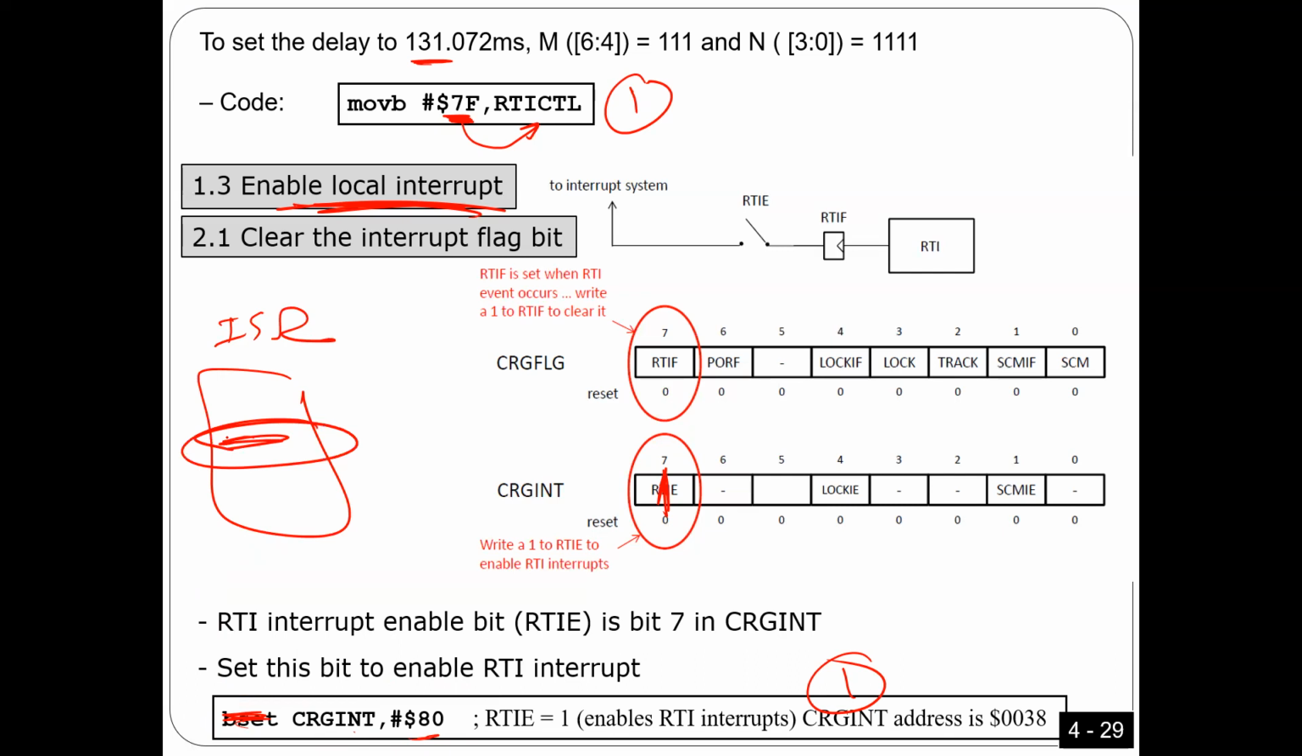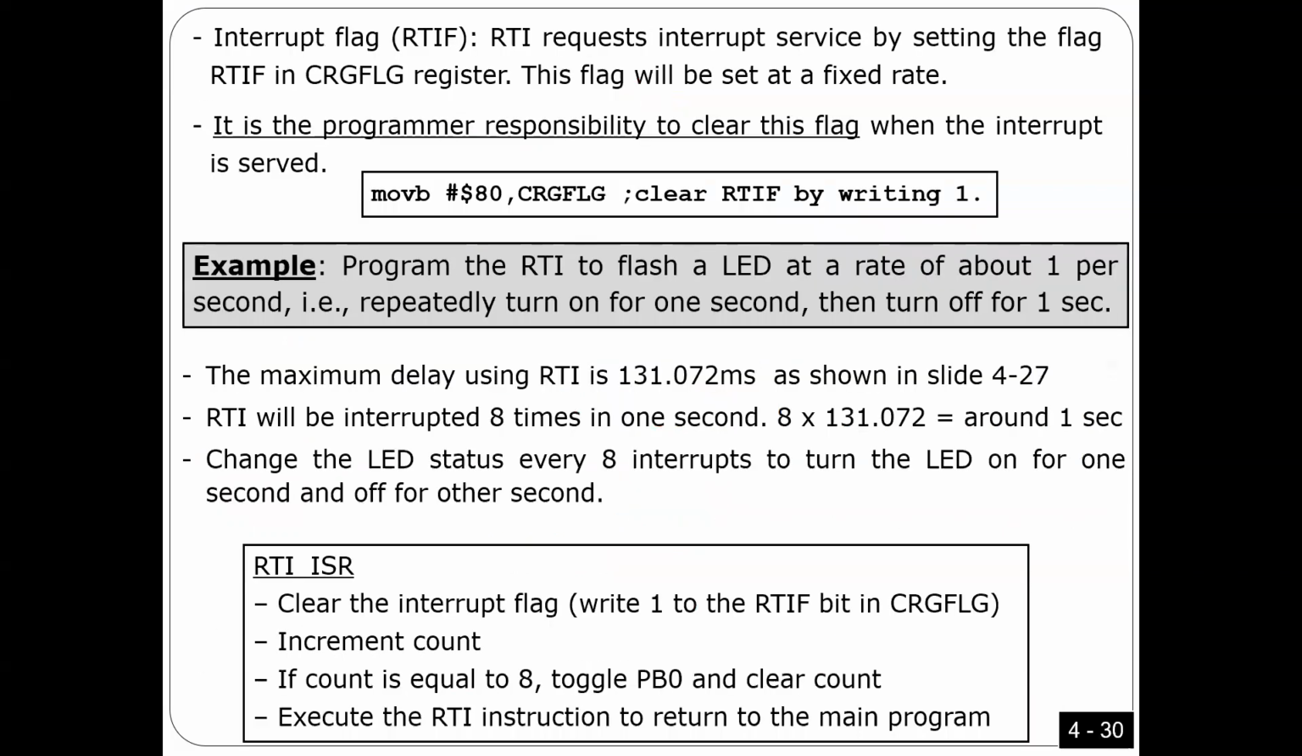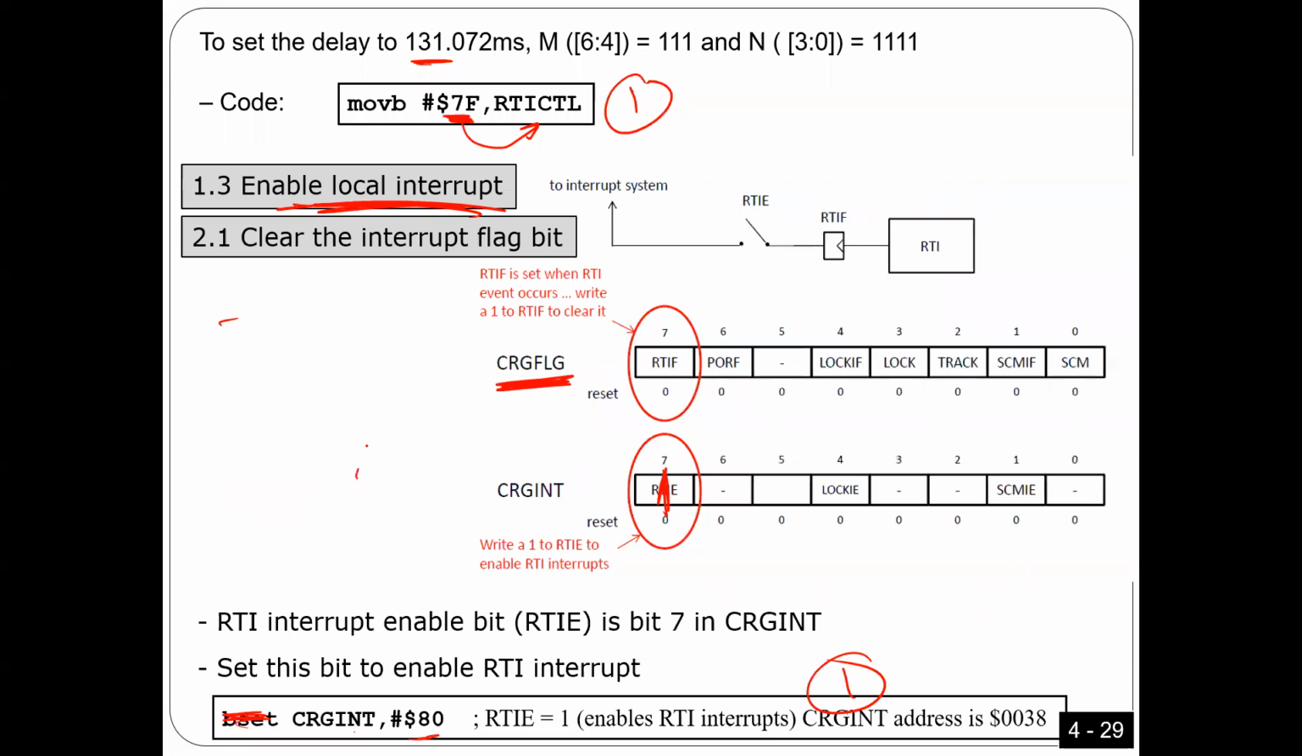I didn't do that in IRQ because IRQ is the only exception, but you have to do it for all the others. So where is this one? Simply, this one is in this register, CRGFLG. In order to clear the interrupt flag bit, you have to write this command here. Once you write 1 here, the command is going to clear it. Okay, this is how it works.